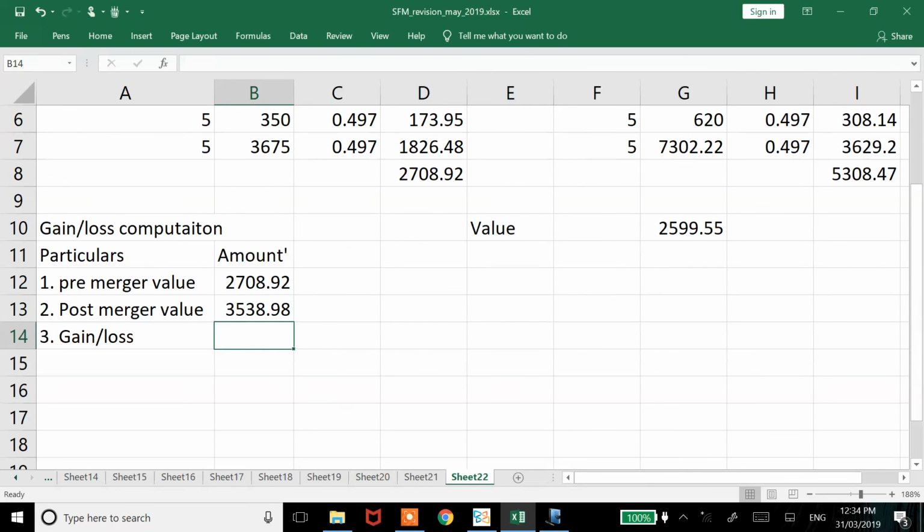After merger, still there is a benefit for me. The benefit is some 830 lakhs. That's the benefit I have in the exercise. I own 2/3 of the merged entity, and pre-merger I own 100% of the entity. So before merger we own 100%, and post-merger it's only 2/3 of the entity. Any doubts on this?